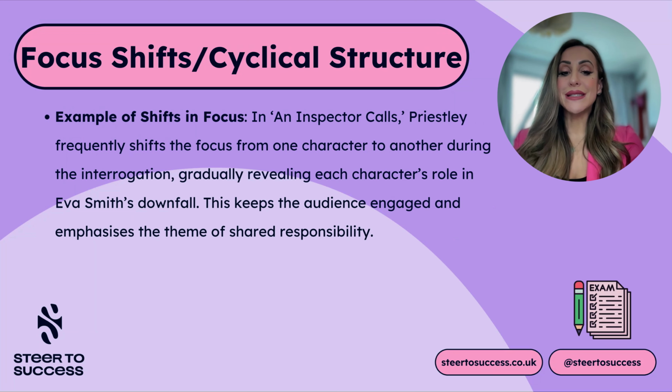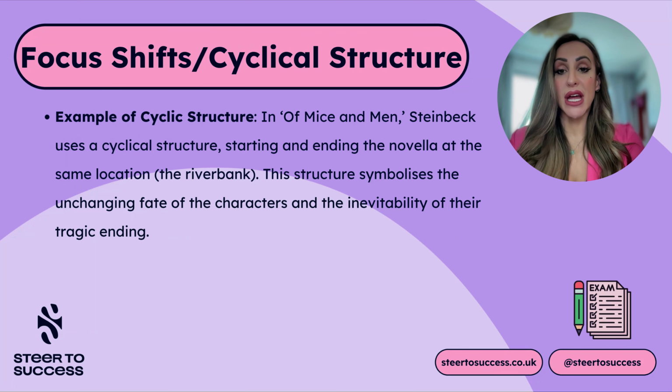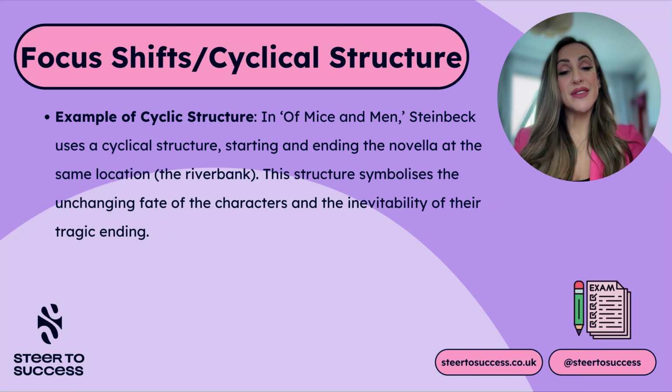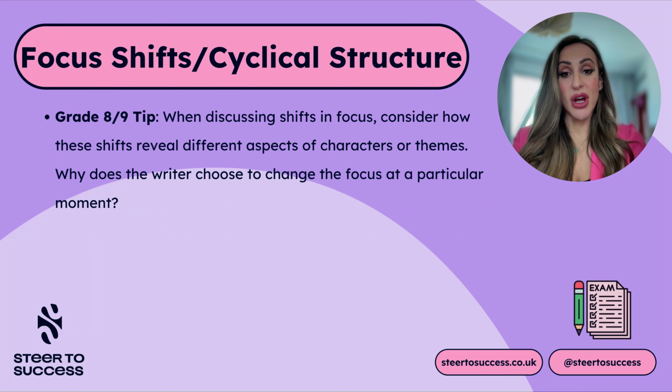And this keeps the audience engaged and emphasises the theme of shared responsibility. An example of cyclical structure, I mentioned this already, but in Of Mice and Men, Steinbeck uses that cyclical structure, starting and ending the novella at the same location, the riverbank. And this structure symbolises the unchanging fate of the characters and the inevitability of their tragic ending.